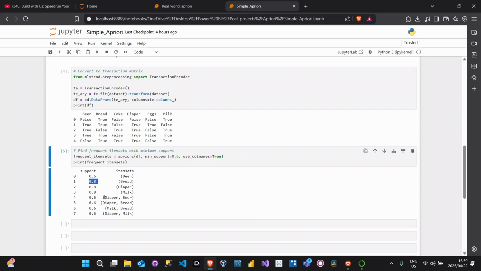The same goes for diaper and beer. We want to find where diaper and beer are both true. When we go to diaper and beer, we can count that when beer was bought, diaper was also bought in that transaction. When beer was bought again, we also have a diaper transaction. And when beer was bought in another transaction, there was also another occurrence of diaper. So this gives us 3 occurrences out of 5. This is why it's giving us 0.6.